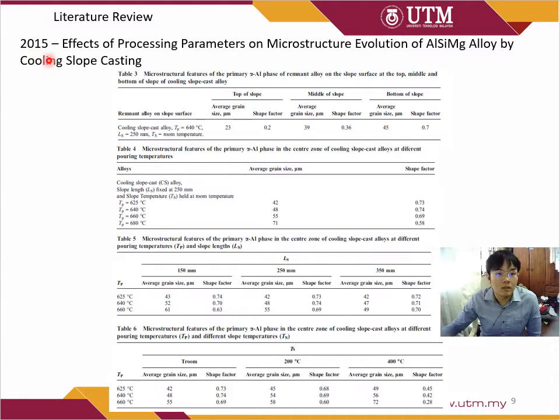A paper from 2015 shows that at the bottom of the slope, the shape factor is closer to 1. When the slope length is fixed at 250 and the slope temperature is room temperature, the shape factor closest to 1 is at here. Varying the slope length and pouring temperature, the shape factor closest to 1 is here and here. And when varying the slope temperature and pouring temperature, the shape factor closest to 1 is at here.